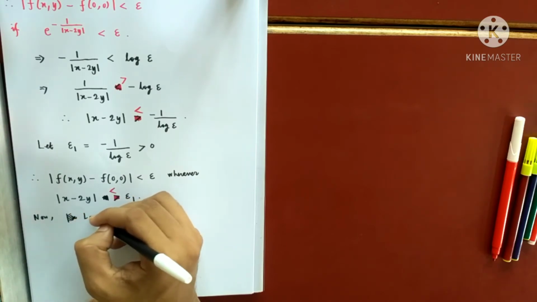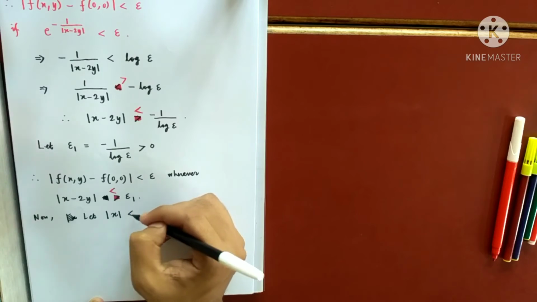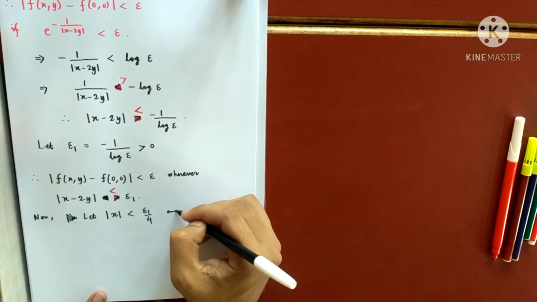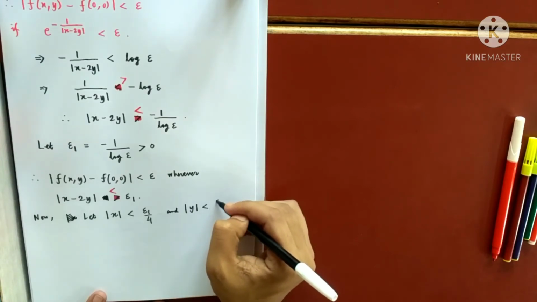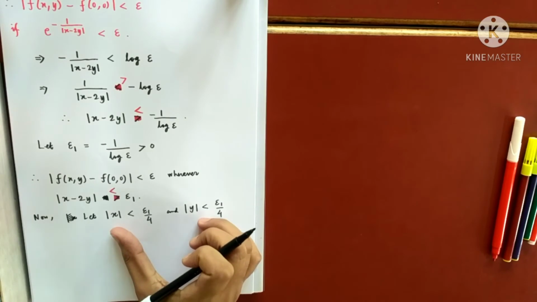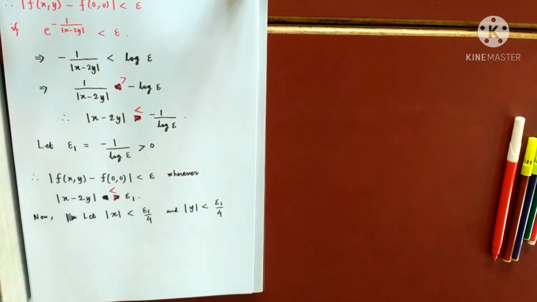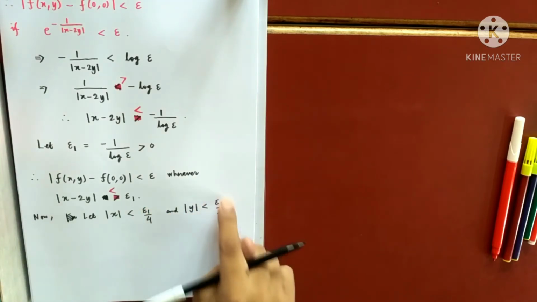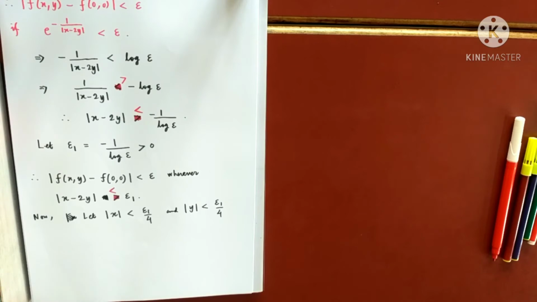Now let mod x be less than epsilon 1 by 4, okay, and mod y is less than epsilon 1 by 4. I'll tell you how I knew that I will have to choose epsilon 1 by 4. Now clearly this is a neighborhood of 0 0. I am choosing all those points whose x coordinate satisfies this and y coordinate satisfies this. Let's see what happens. Okay.